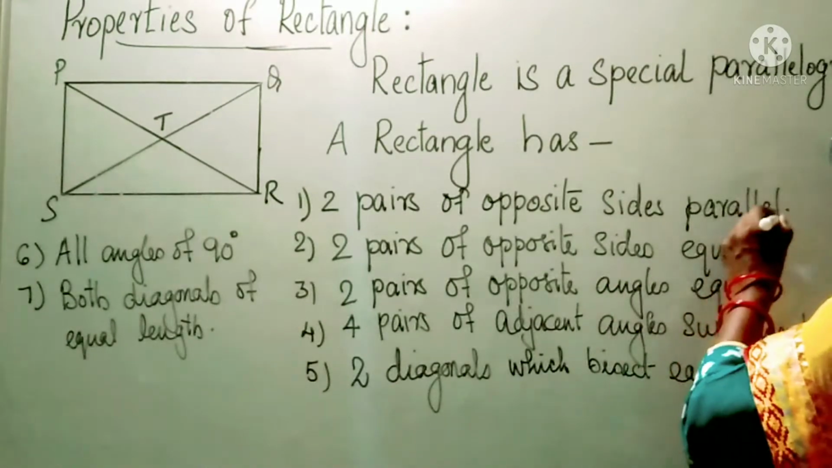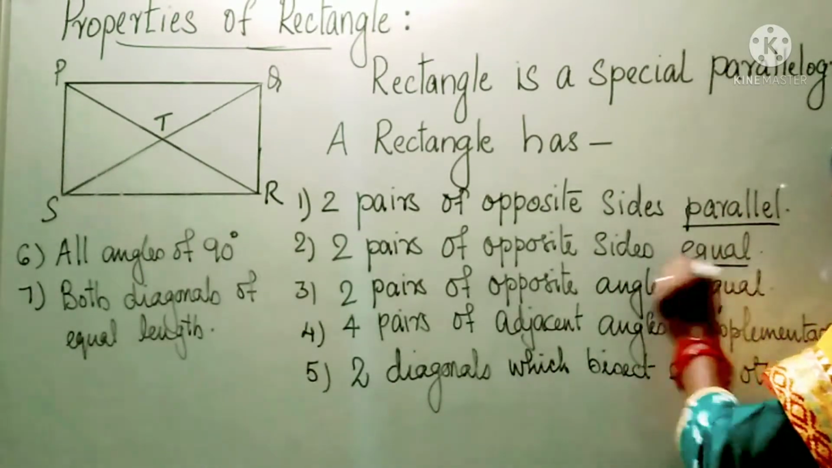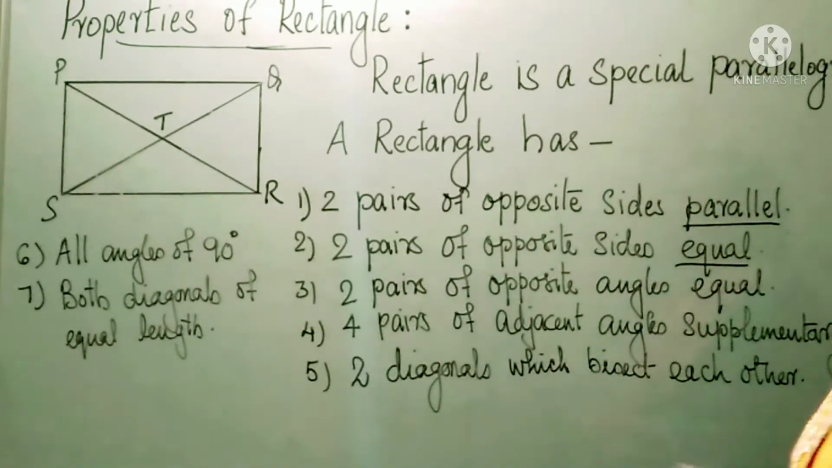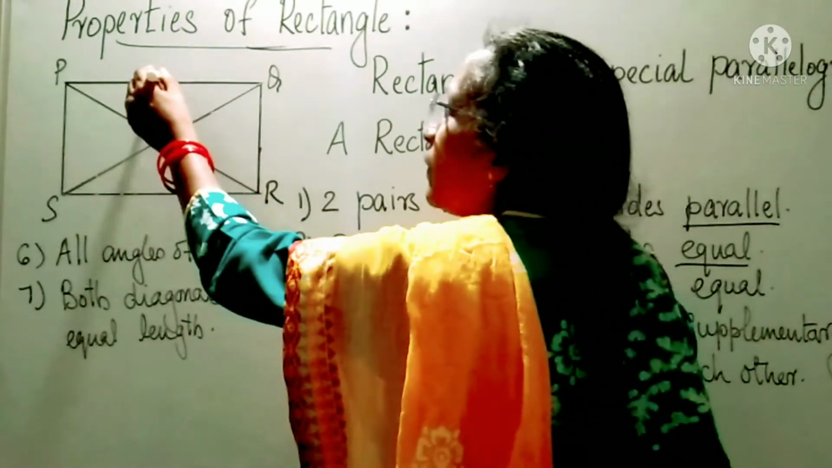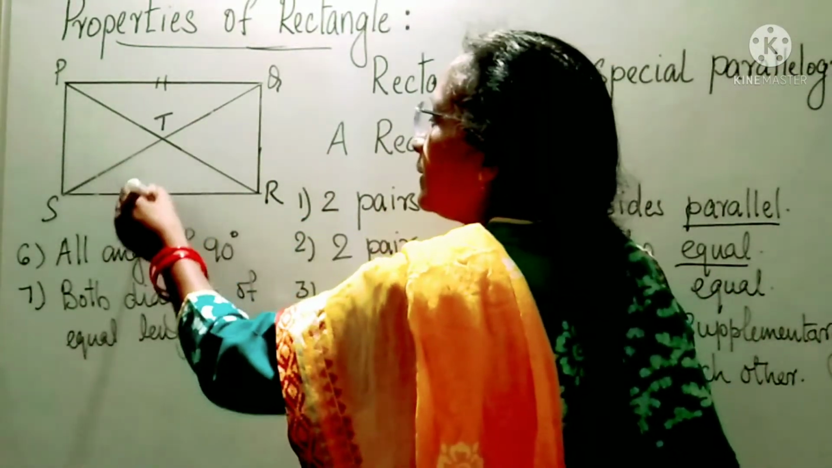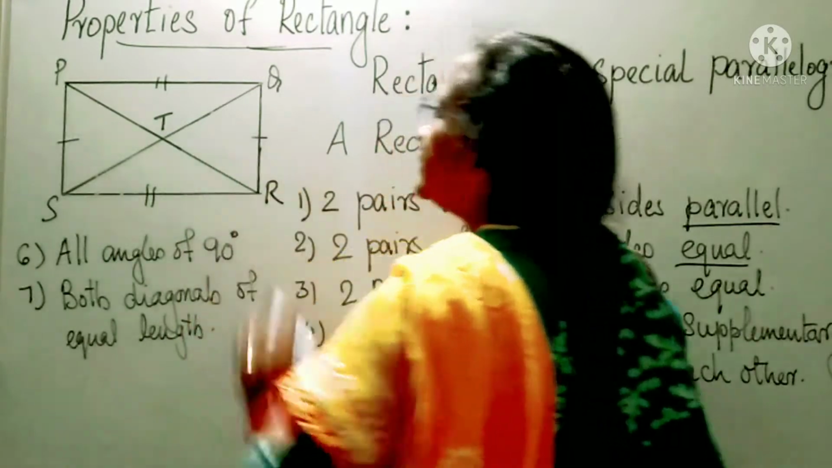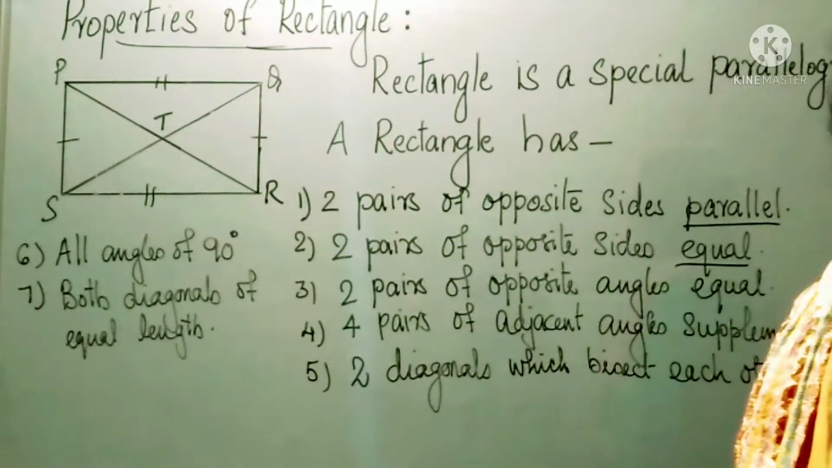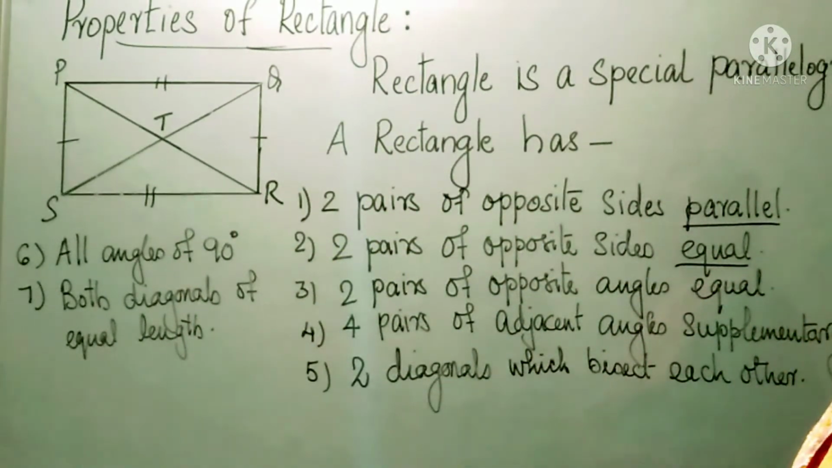Then it has two pairs of opposite sides equal. First one we said they are parallel. Second one they are equal. So here this side is equal to this side. And this side is equal to this side. These properties we have already learned in lower classes.